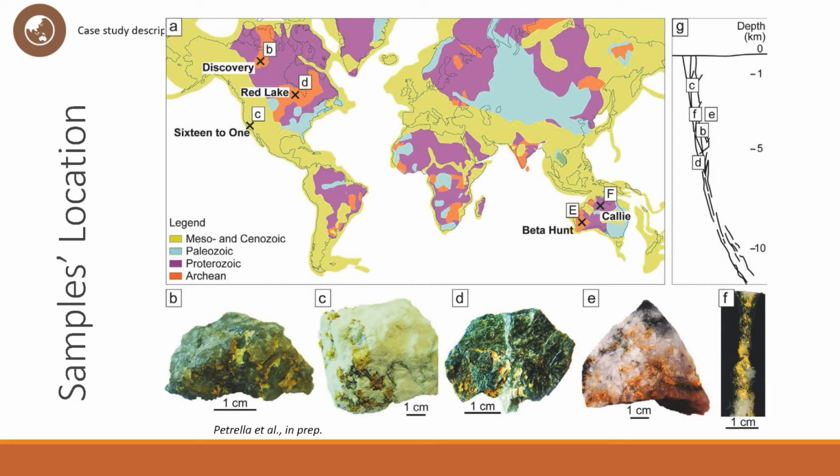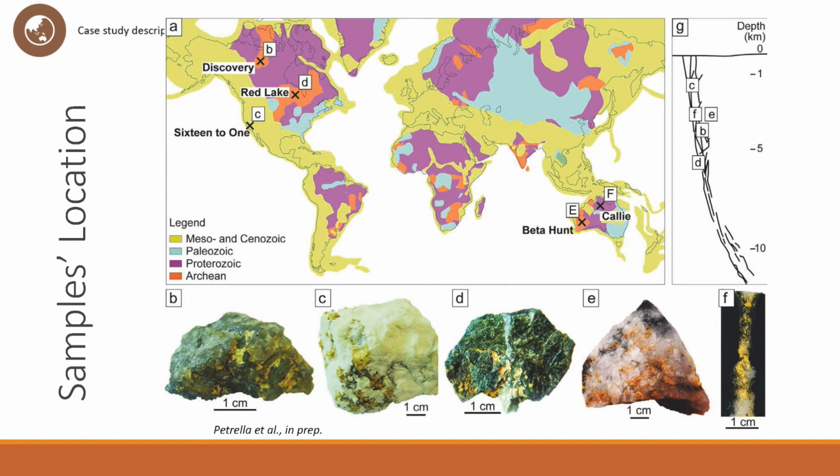This is a map that shows you the location of our samples, and these are the samples that we studied. They are all quartz veins with visible gold. This sample is from Archean mineralization from the Discovery Mine. This is our most recent sample, from a Cretaceous deposit in the US. This is our oldest sample, from Archean mineralization at the Red Lake Mine in Canada. This is a sample from the Beta Hunt Mine in Kambalda, which is also Archean mineralization. And this is a sample from the Callie deposit, which is Proterozoic, in the Northern Territory in Australia.